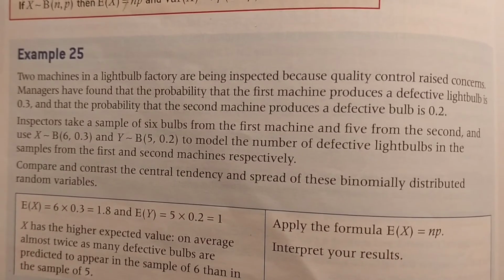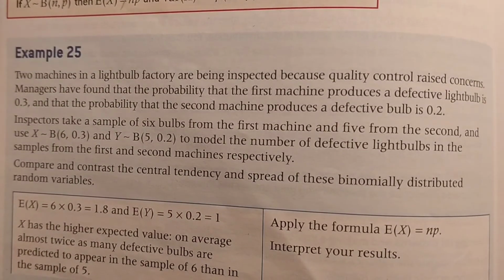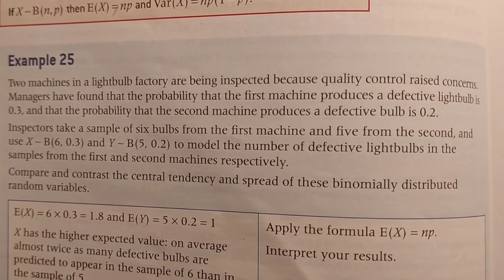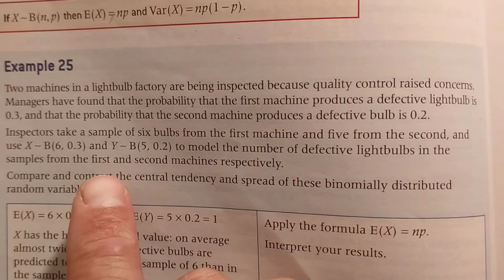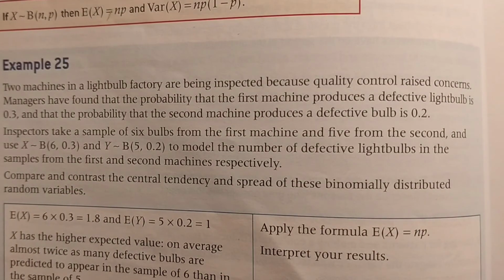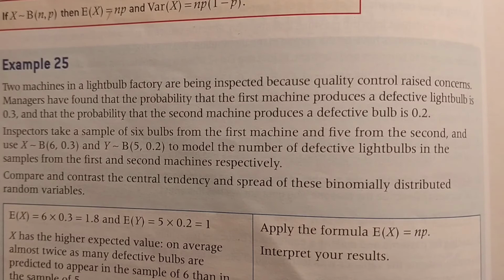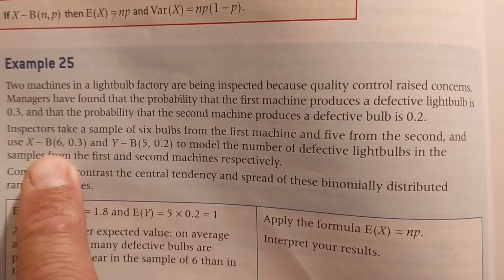Example 25 says this: two machines in a light bulb factory are being inspected because quality control raised concerns. Managers have found that the probability that the first machine produces a defective light bulb is 0.3, and that the probability that the second machine produces a defective bulb is 0.2. So you've got two different distributions. Inspectors take a sample of 6 bulbs from the first machine and 5 from the second, and then they use the following parameters. How do we get these values?